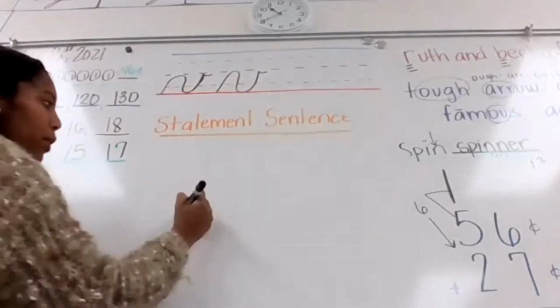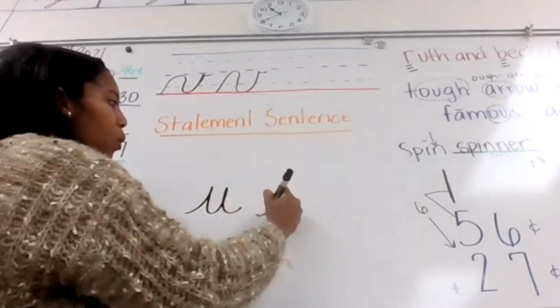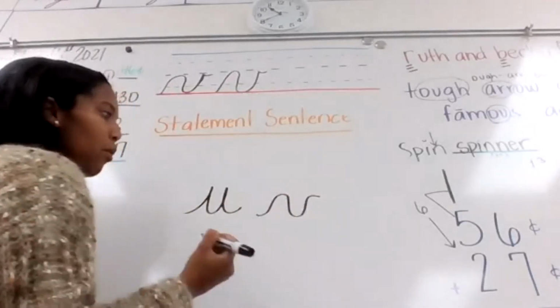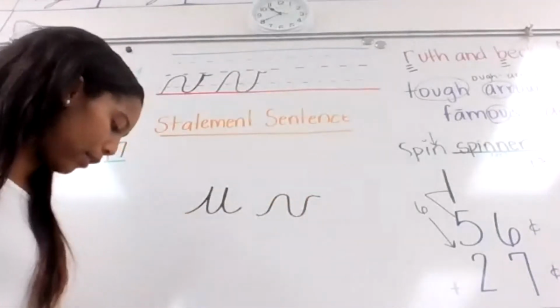Okay, so it's a little similar to U, except U comes back down. But whenever we do V, we'll curve up, out, and then we kick out. Our kick out is our connector. That connects us to all the other letters.